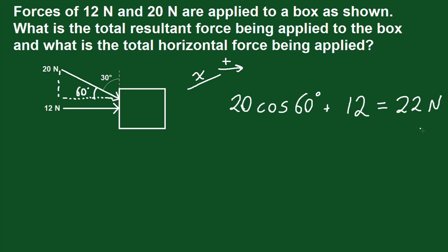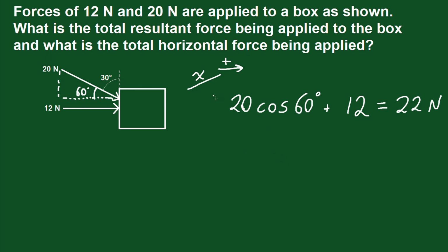So that's in the horizontal direction, and that's actually the second part of this question, right? The second part of the question is, what is the total horizontal force being applied? So even though this is 20 newtons, only 10 newtons of that is being applied in the x direction. And that 10 newtons can be added with the 12 newtons to figure out that in this direction, you have 22 newtons being applied to the box. So that answers the second part.